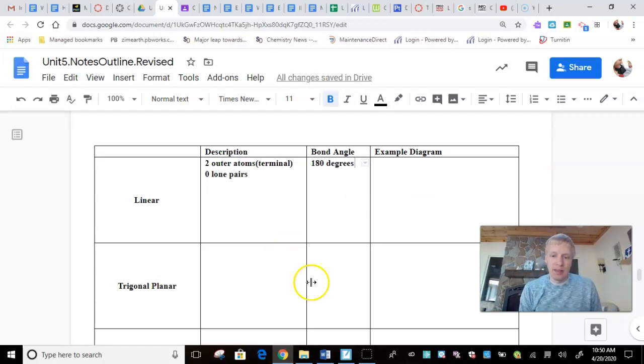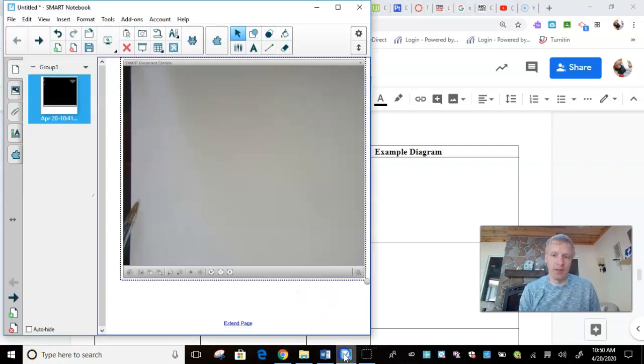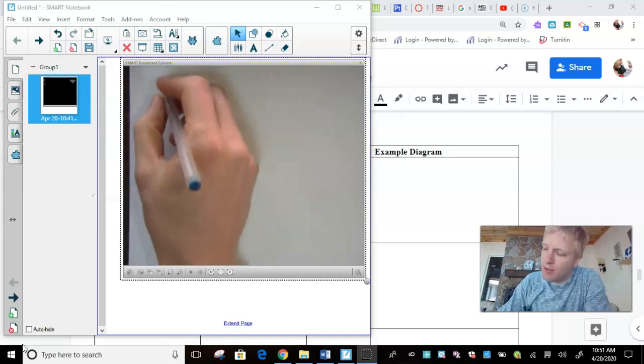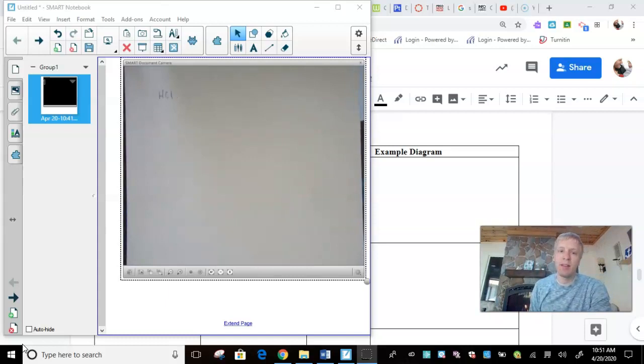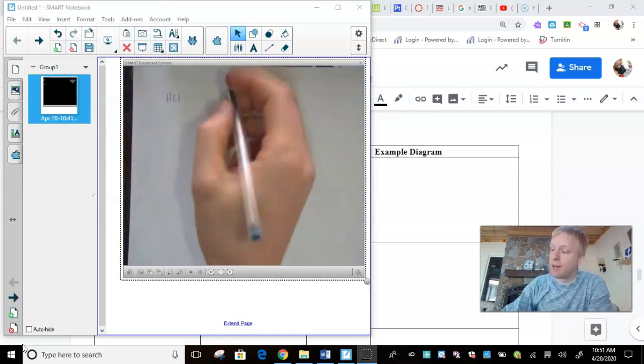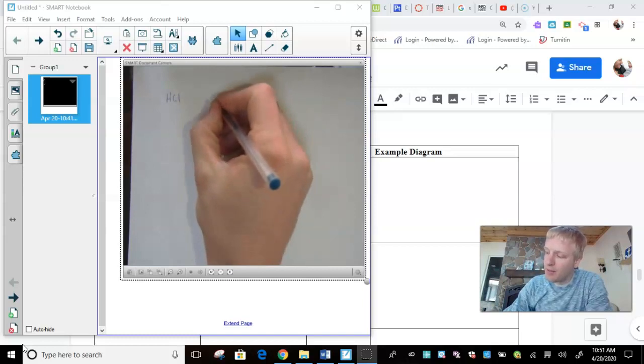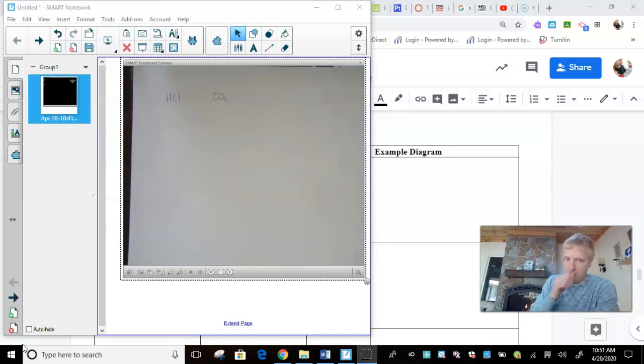Alright, so let us do an example. Where we would put this, it's too hard to do it digitally. I can't write with my finger. I gotta have a pencil or pen. Coming up with an example of linear. Alright, I got one. We could do HCl, and of course you guys wouldn't know it's linear until you draw the Lewis dot structure. I just know from experience. There's a couple linear. We got HCl. Let's start with that one.